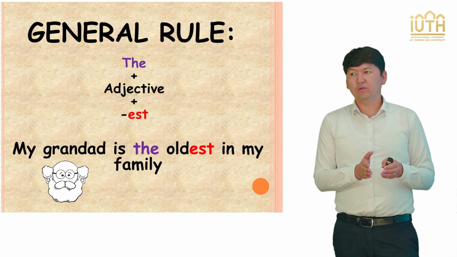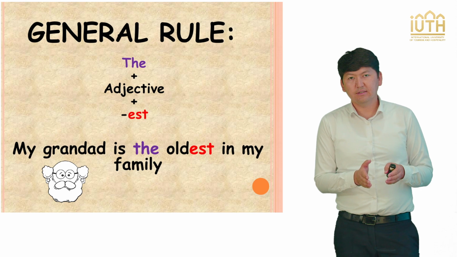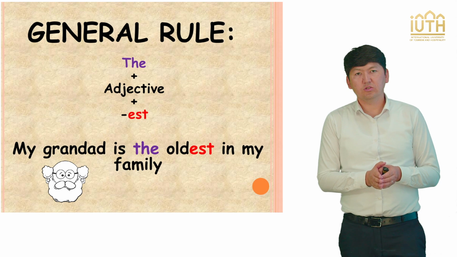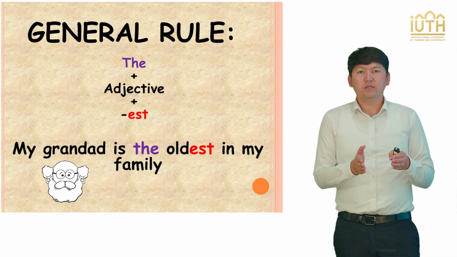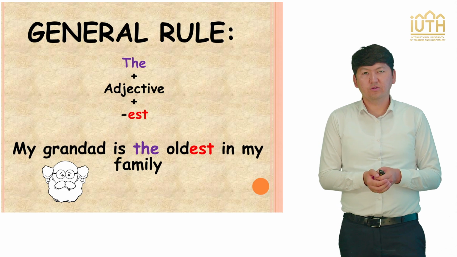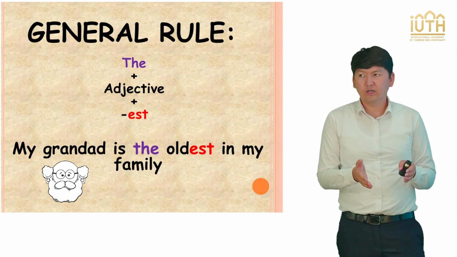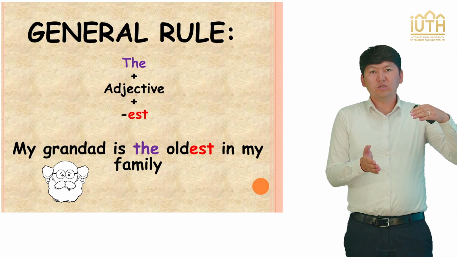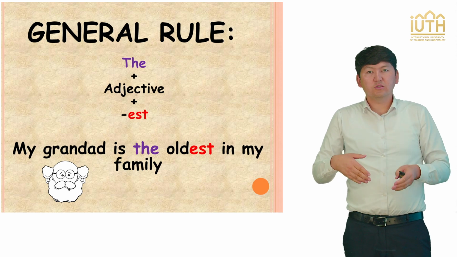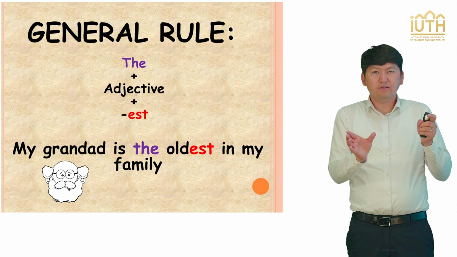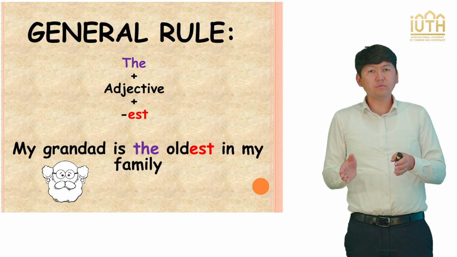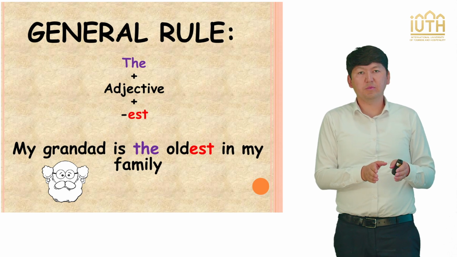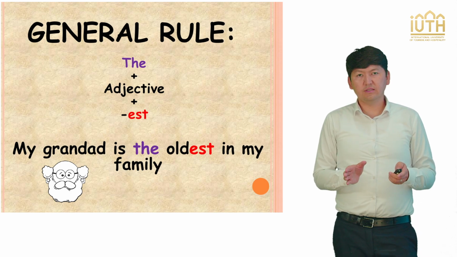So, for example, my granddad is the oldest in my family. So the oldest is the superlative. So what did we do here? Old. We added the and est. So the oldest. Granddad is the oldest in my family. So this is the general rule.